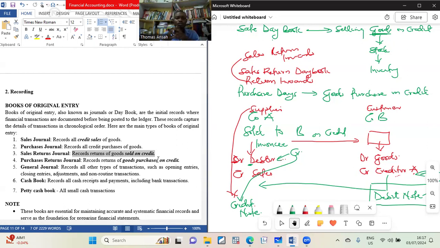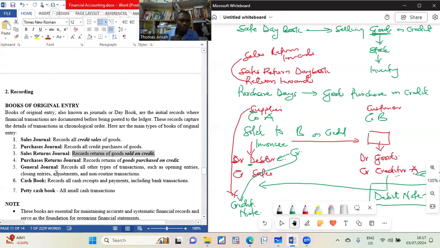Now we learned also about the purchases journal or the purchases daybook, which is about purchasing goods on credit. What if I purchase and I send some of them out again, maybe because of default or any reason? Then what does that become? Purchases return, what? Outward. So sales goes with return inwards, purchases goes with what? Return outwards. Bear that one in mind.